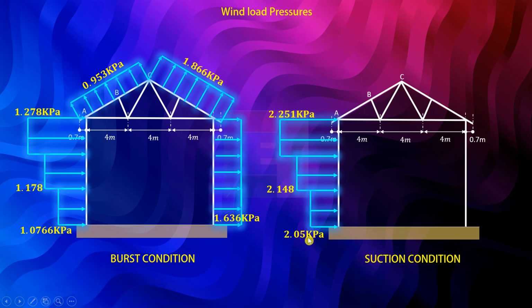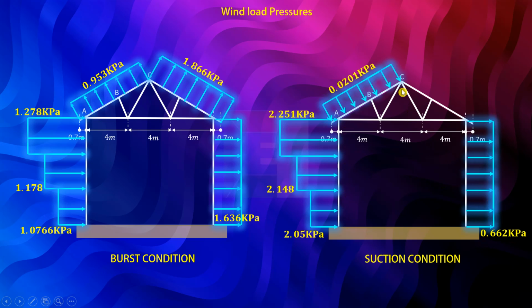For the suction naman, so again, meron tayong mga windward dito. For different height, 2.05 for 4.5 meters, 2.148 for 6 meters, and 2.251 for 8 meters. So lahat yun positive, so that is towards dito sa surface. And then for the suction side, nakuha tayo na negative 0.662, so negative sign indicate that is away sa surface natin. And for the roof, yung sa suction side nakuha natin is positive, so that is towards the surface. So we have 0.0201 kPa. And then we have negative, no? Again, away sa surface natin, which is 0.892 kPa.